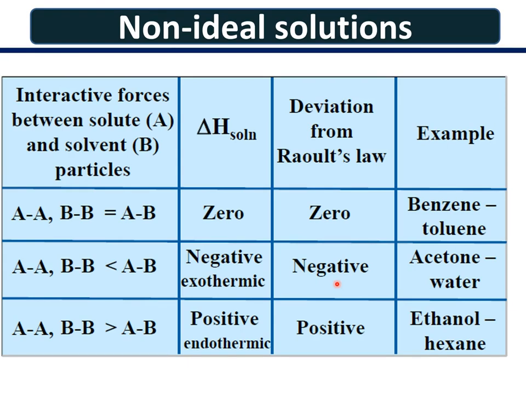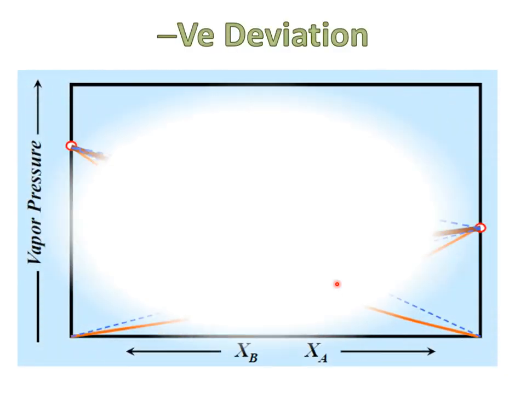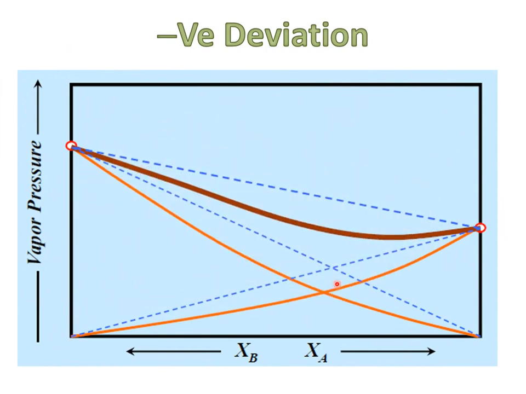Okay, for negative deviation, this is the shape of the vapor pressure composition diagram. Instead of having the straight line here for the vapor pressure of the solution, or even the straight lines for the partial pressures of A and B, you will observe that the experimental values of the vapor pressure are lower than expected by Raoult's law. And this is the negative deviation. Vapor pressure will be lower for the negative deviation, okay? And for positive deviation, the vapor pressure will be higher for the solution, and for the partial pressures of both materials, the vapor pressure will be higher.